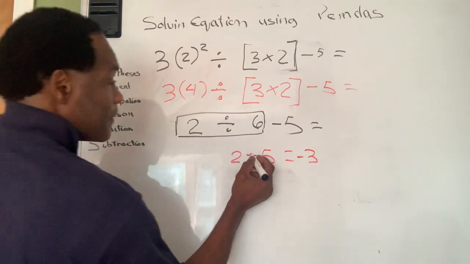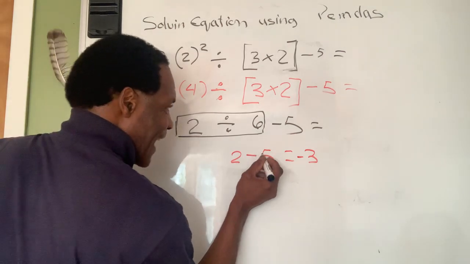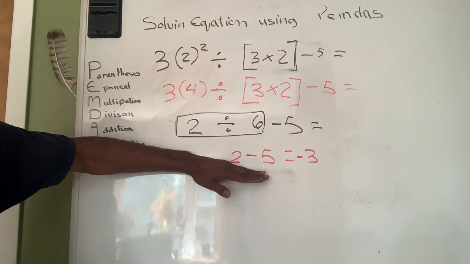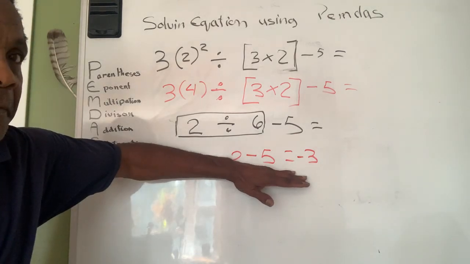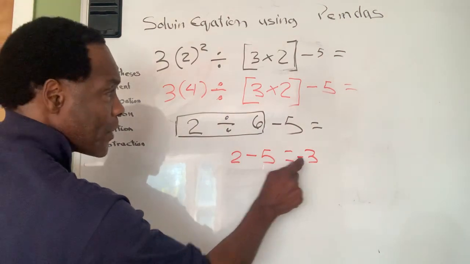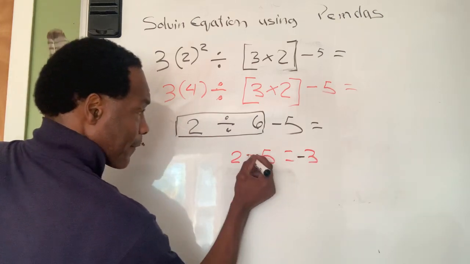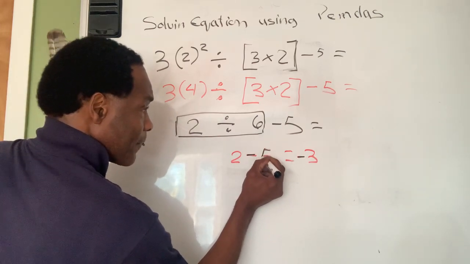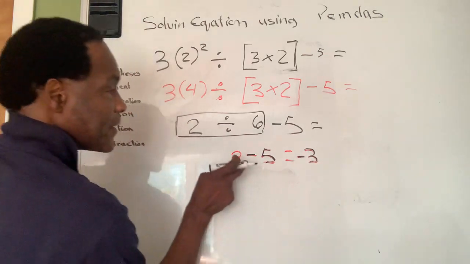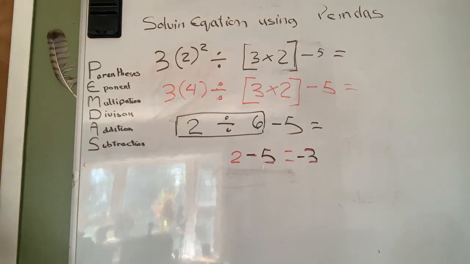Remember, the 5 is minus, but it's really a negative. So you're saying to yourself, 2 minus 5 is 3. But the 3 also has to have its own sign, a negative sign, because 5 is negative.